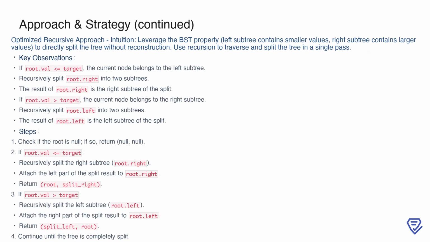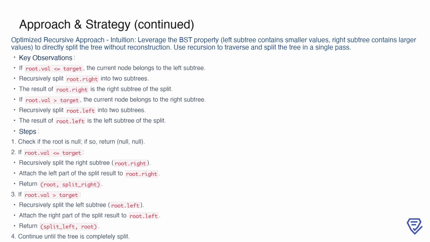A more efficient method is the optimized recursive approach, which leverages the inherent properties of a binary search tree. Since nodes in the left subtree are smaller and those in the right subtree are larger, we can directly split the tree without reconstruction. The key observations are that if the root node's value is less than or equal to the target, it belongs in the left subtree. In this case, we recursively split the right subtree. The result of that split gives us the right subtree of the final output. Conversely, if the root value is greater than the target, the root belongs in the right subtree, and we recursively split the left subtree. This approach follows a clear set of steps.